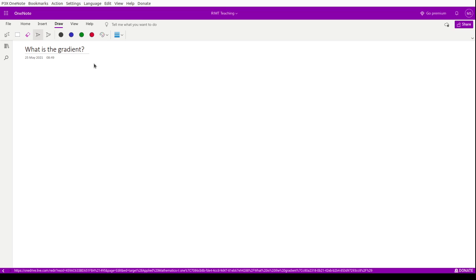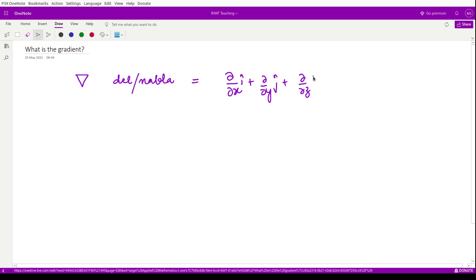Before defining gradient, if you recall in the previous video, we defined this operator del, or we call it the Nabla operator. So what is this operator? This operator was defined to be del by del x i cap plus del by del y j cap plus del by del z k cap. So basically this is a vector operator, right?